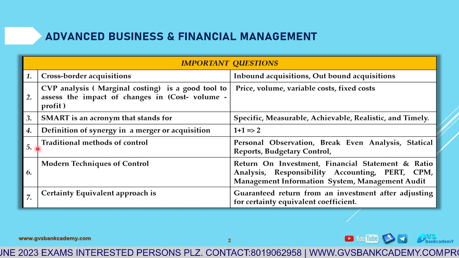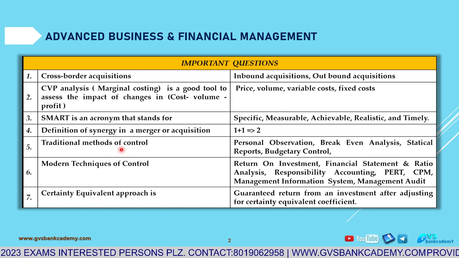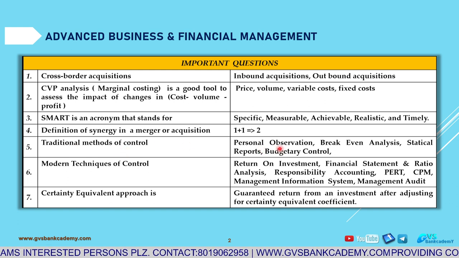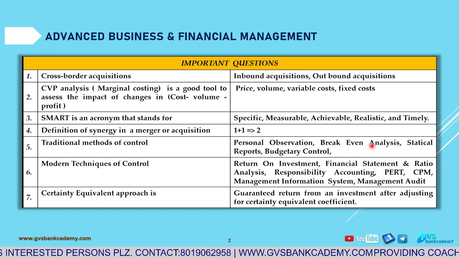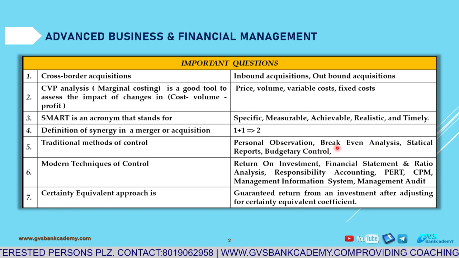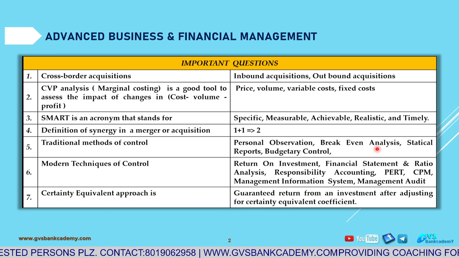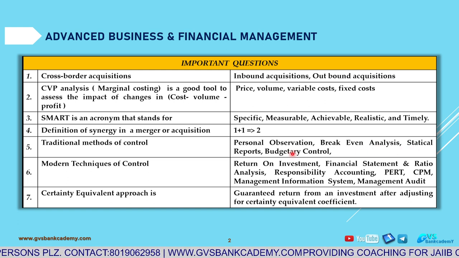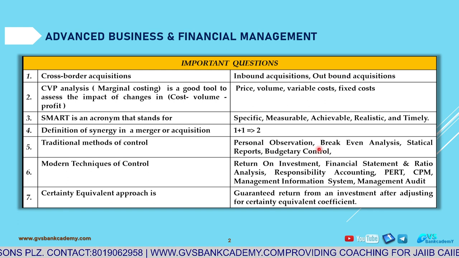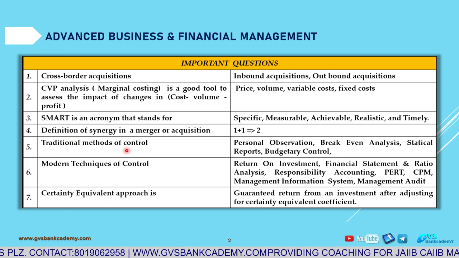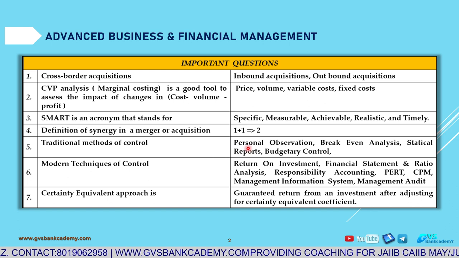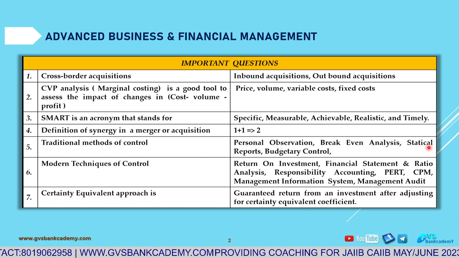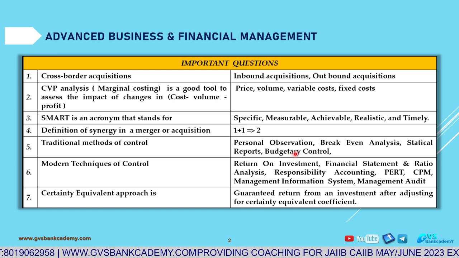Question number 5, traditional methods of control. These are the old methods: personal observation, break-even analysis, which means no profit, no loss analysis, taking statistical reports from various departments, and budgetary controls. These are the old traditional methods of control.